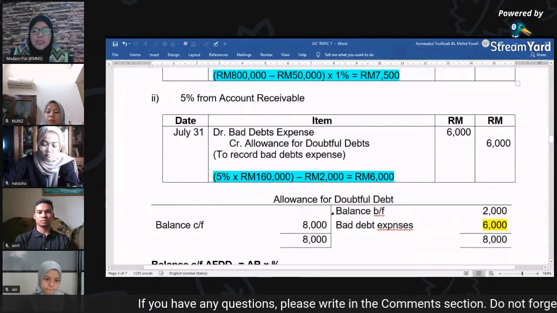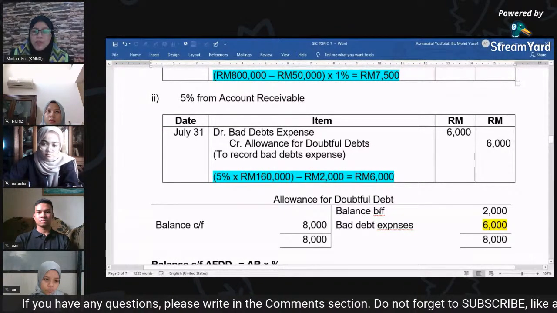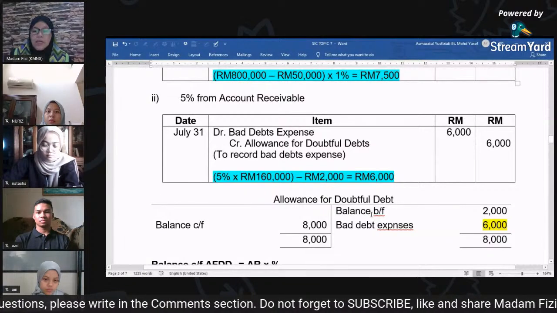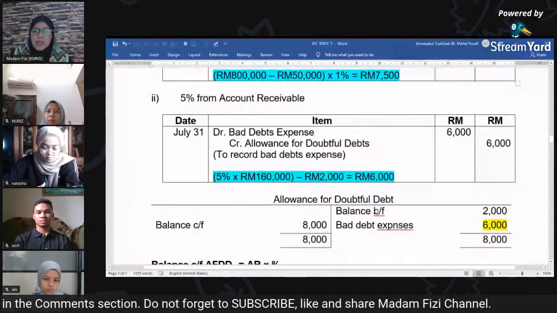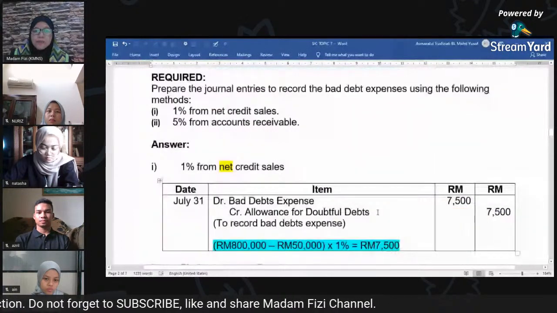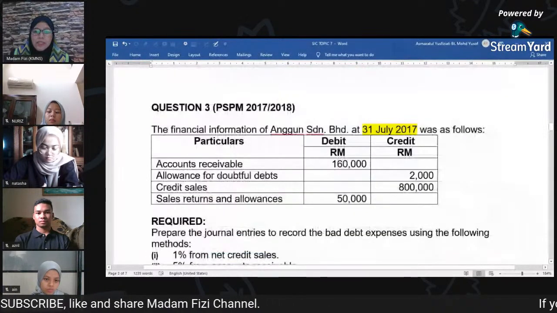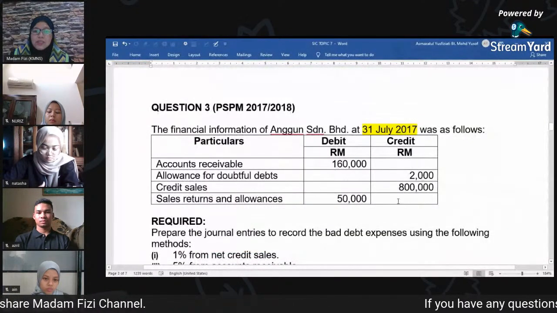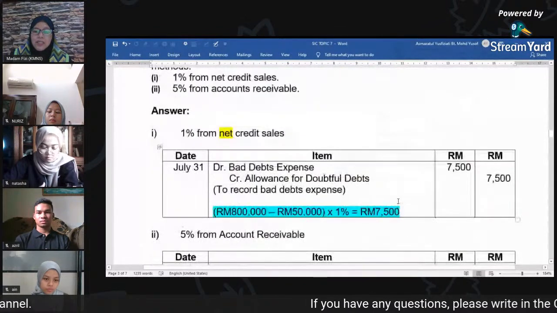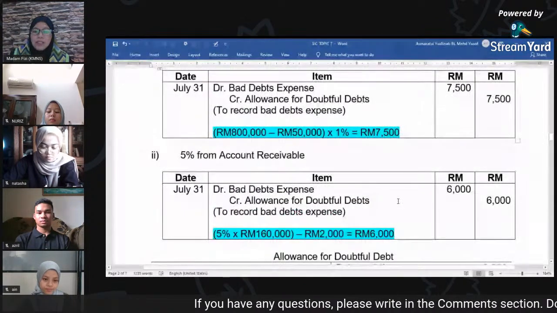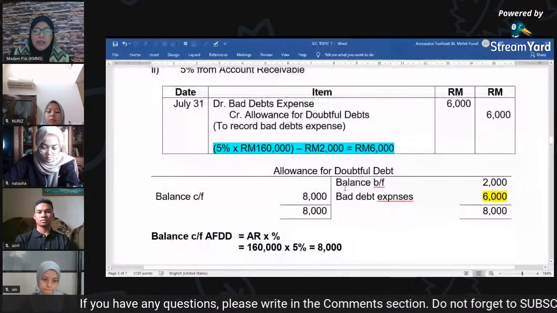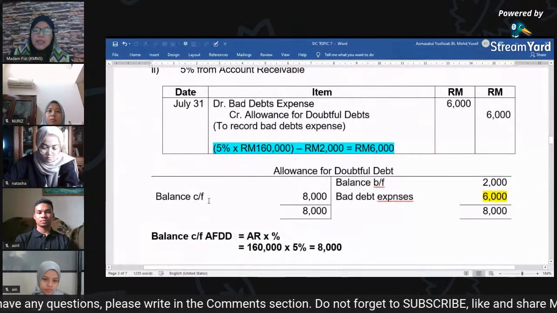So balance brought forward is 2,000. Mana dapat 2,000? Dekat soalan kan? Contoh, mana soalan tadi? Allowance for doubtful debt is 2,000. So this is the balance. Satu je maklumat dia.